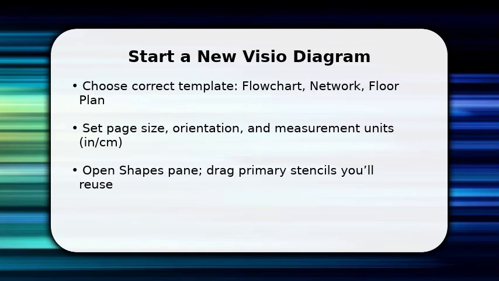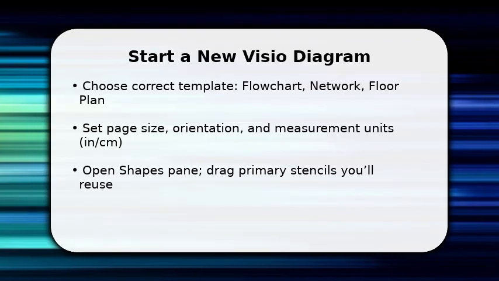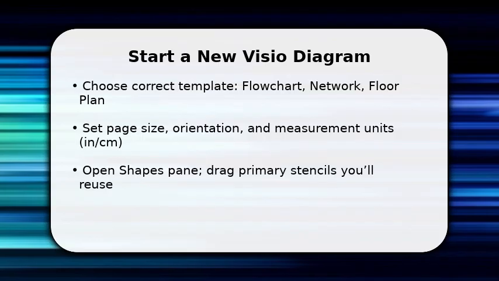Enjoy the video. You'll begin by opening Visio and selecting a template that matches your goal. This saves time on settings. Next, set page size and measurement units so shapes align precisely. Once done, open the Shapes pane and load only the stencils you need. Keeping extras hidden reduces clutter.